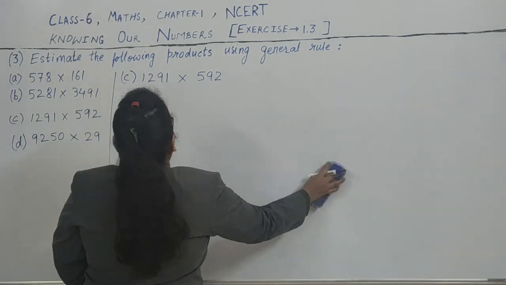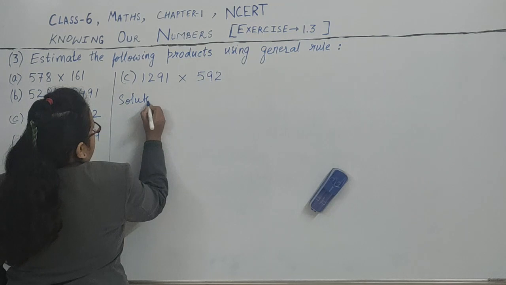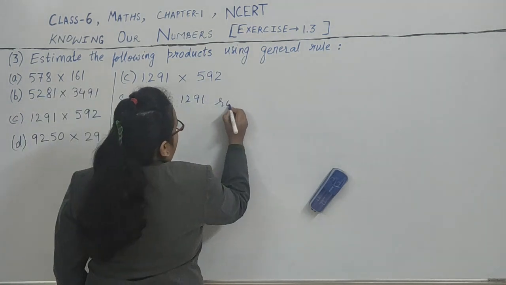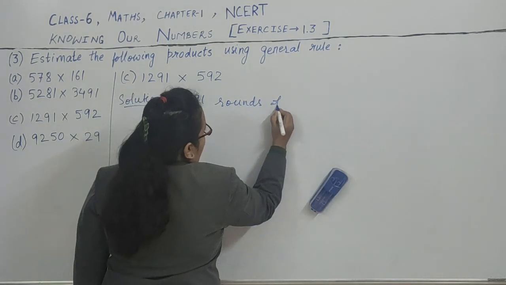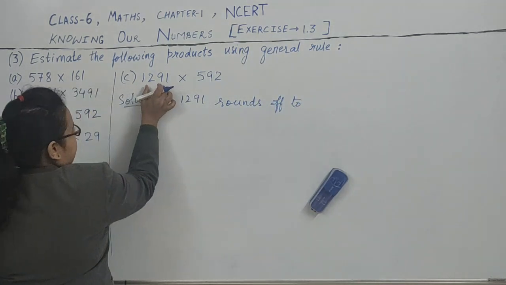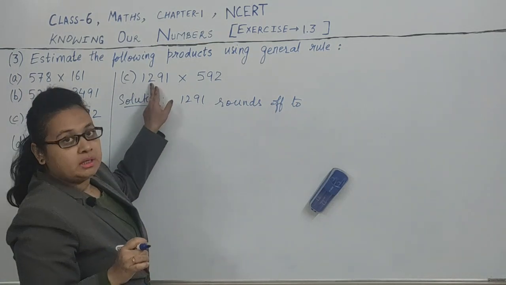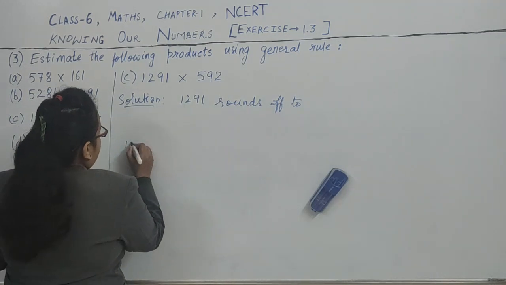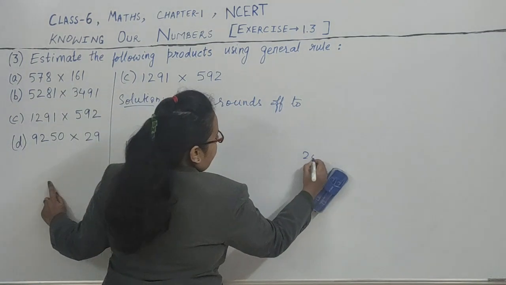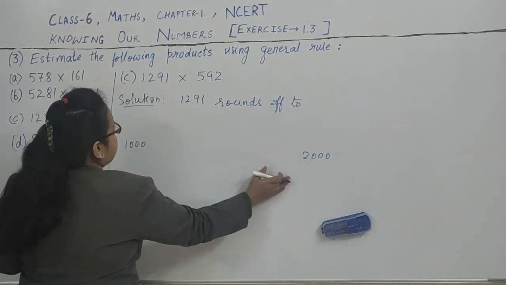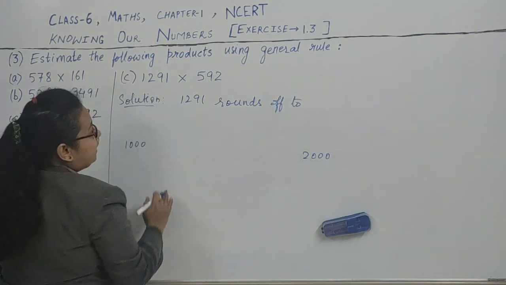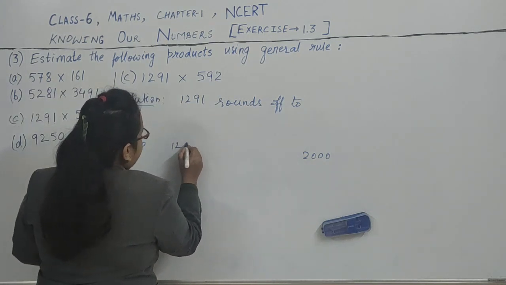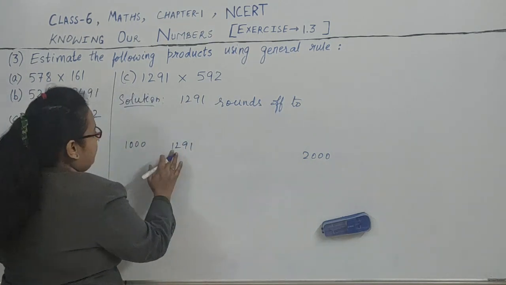Okay. So 1291 rounds off to what? What is the nearest thousands? This will be rounded off to the nearest thousands. So what are the thousands which are nearer to this number? The thousands are 1000 and 2000. This number lies between these two thousands.